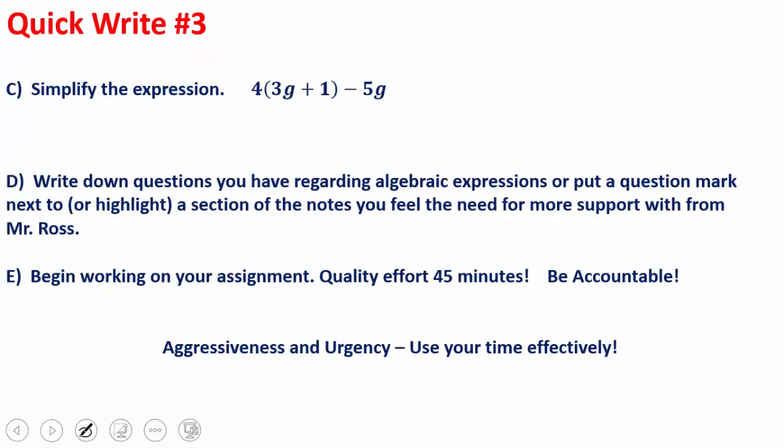Ladies and gentlemen, that ends our third video. You do have your last quick write, number 3, part C, where you are going to simplify this expression. Make sure you write this down. 4 times the quantity 3g plus 1, and then you're subtracting 5g.